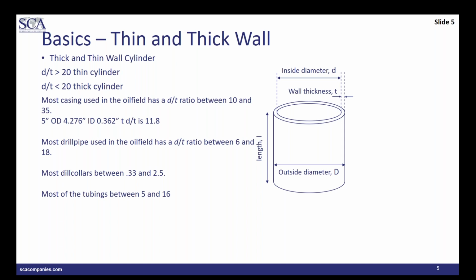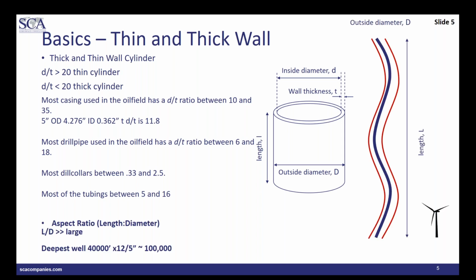Then the second one is the aspect ratio. The aspect ratio is the length consideration. We deal with a lot of high aspect ratio systems. You see, aspect ratio is length over diameter. L over D is very, very large. Say, take 40,000 feet of pipe, it is almost 100,000. So we deal with a diameter which is very small and a length very long.